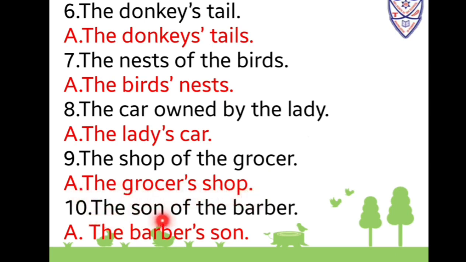10th one, the son of the barber. Over here the answer will be the barber's son. Now here again barber is in singular form, so the answer in possessive case also will be in singular form. So what we will do after r, we will add apostrophe s to show the possession, that the son of the barber, or the barber's son.